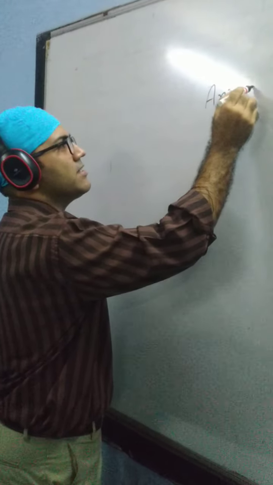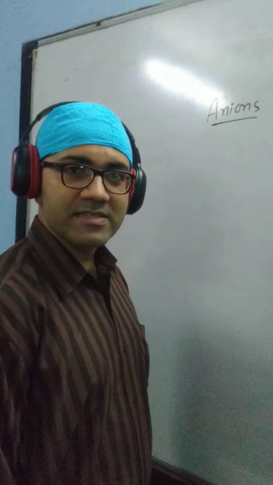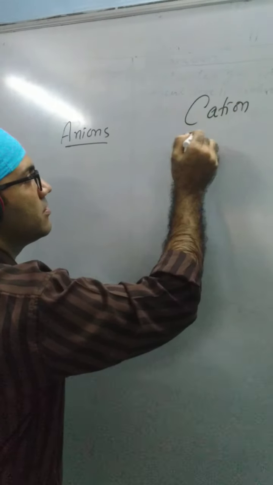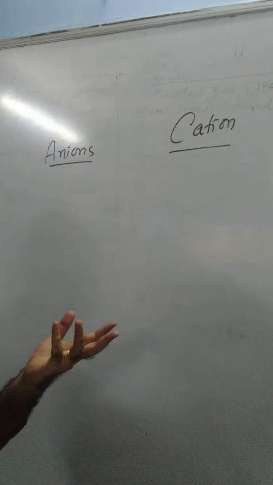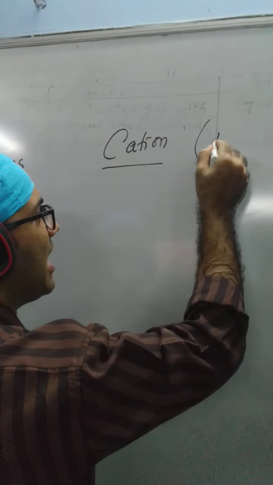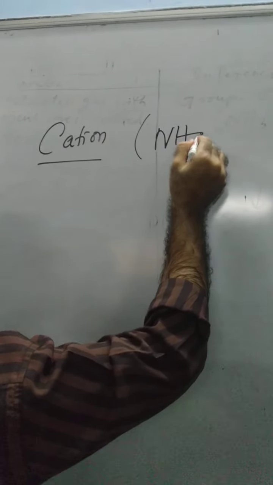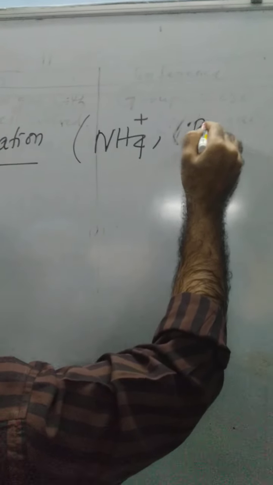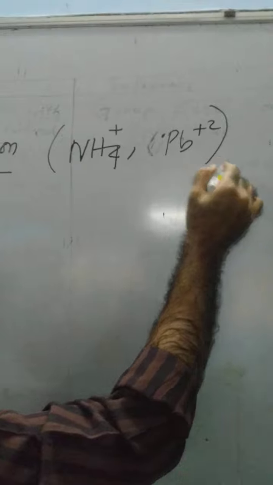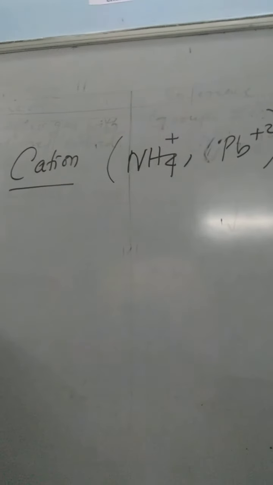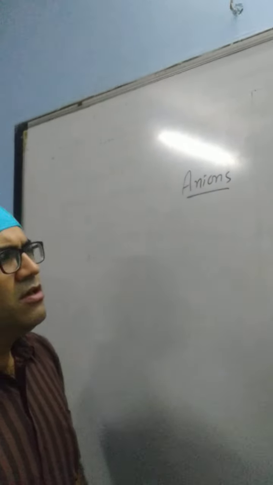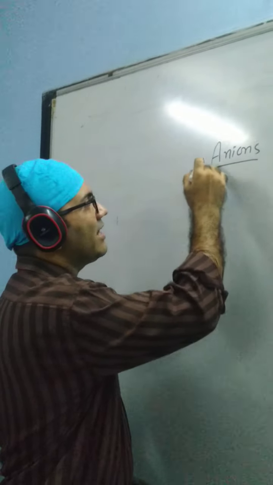In the previous two classes, we have focused on cation analysis, positively charged ions. We have done NH4 plus, ammonium, and lead, Pb2 plus. Confirmatory tests, identification, these things we have done. The two cations are done. We are now slightly changing our flow, moving to anions.